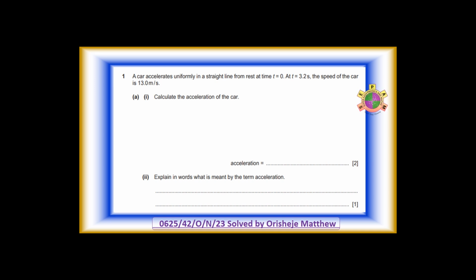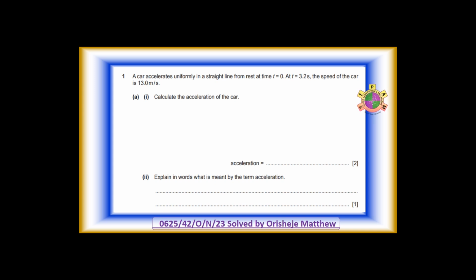Question 1. A car accelerates uniformly in a straight line from rest at time t equal to 0. At t equal to 3.2 seconds, the speed of the car is 13 meters per second. Question 1a. I. Calculate the acceleration of the car.